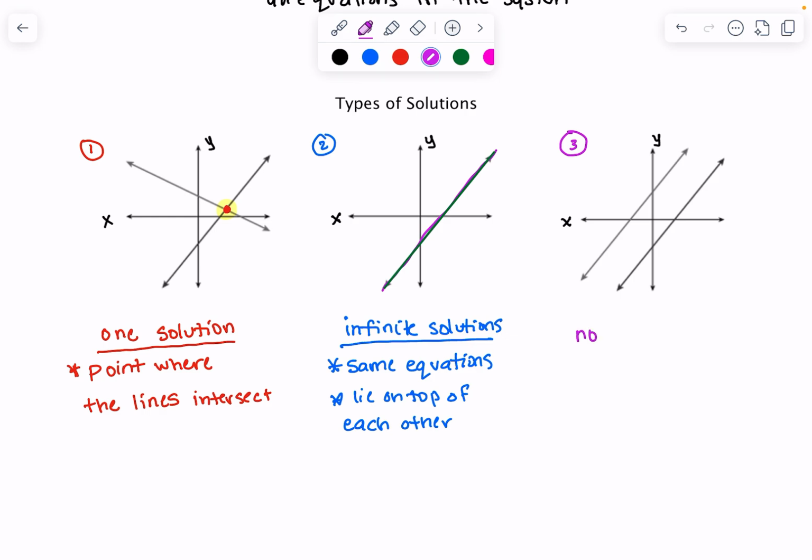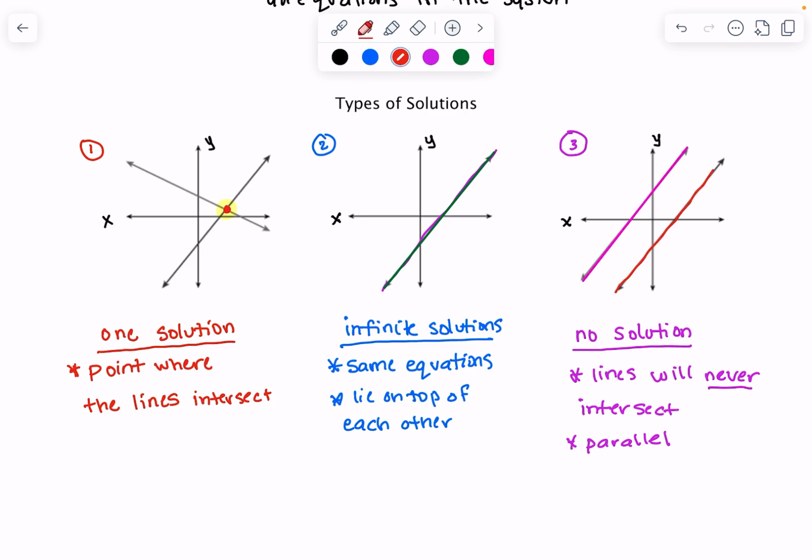And the third type of solution is no solution. And what does that look like? No solution basically means the lines will never intersect. These lines are always parallel. As you can see in this example, I've got this line here, and then I've got this line here, and they will never ever cross. So these are the three types of solutions. You'll get one answer, you'll get infinite solutions, or you'll get no solution at all. No x or y coordinate pair works because they'll never actually cross.